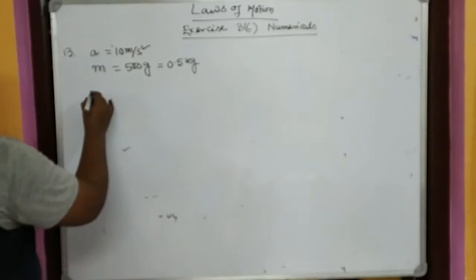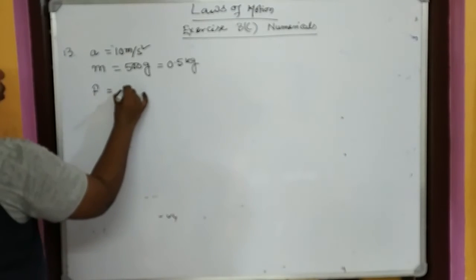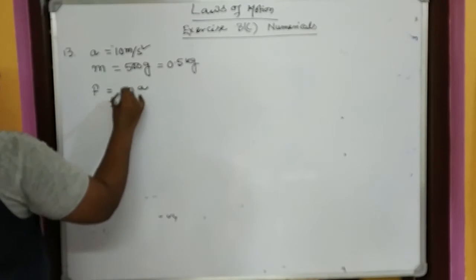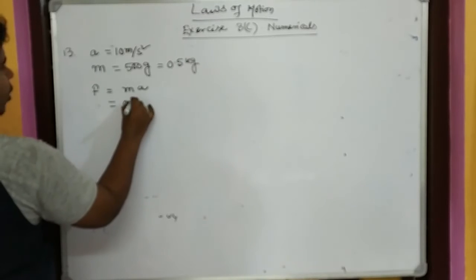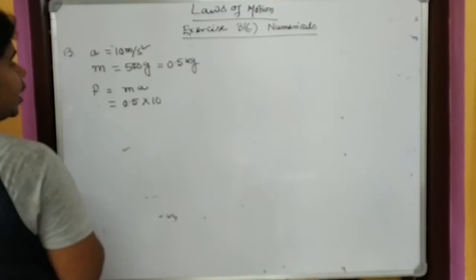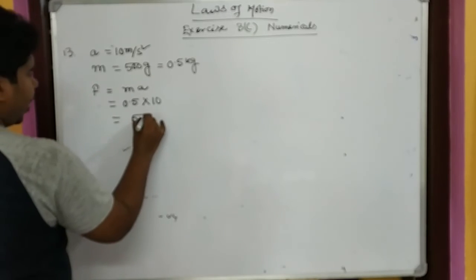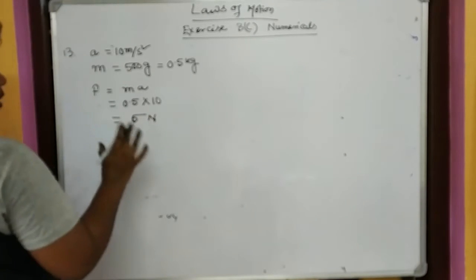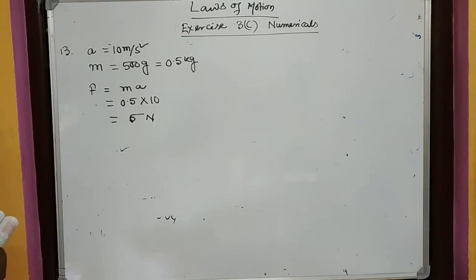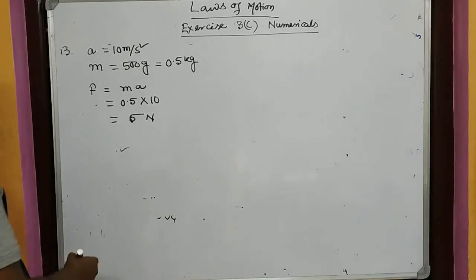So here first we have to find the force. F equals m into a. M equals 0.5, acceleration is 10. So it is 5 Newton. That much force is applied. As 5 Newton force is applied, how much acceleration will there be for 5 kg?